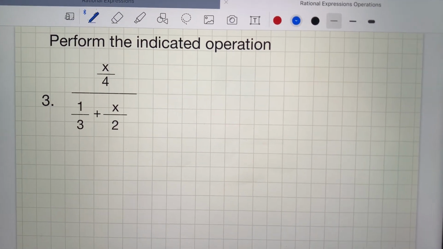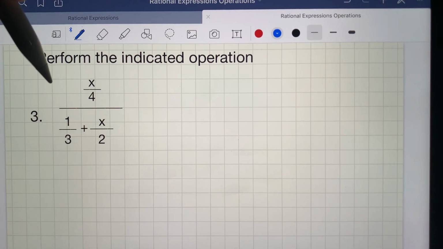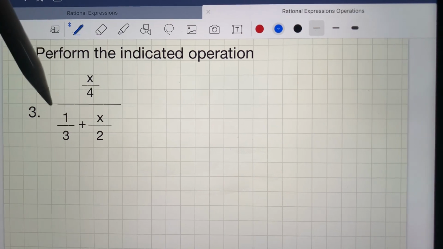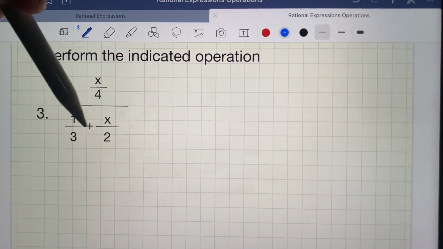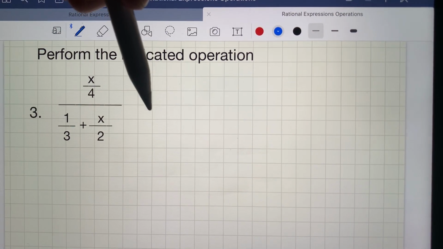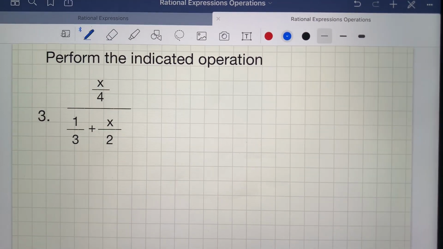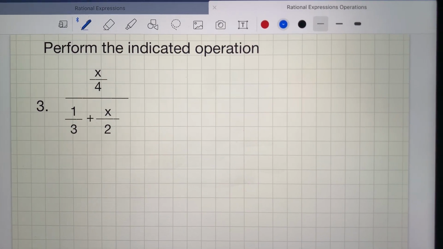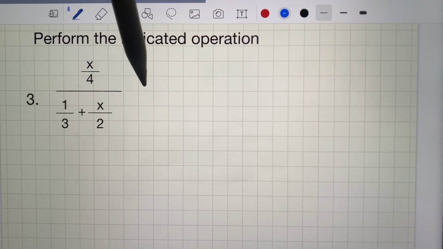Continuing with the simplification of radical expressions, I'm going to work on this one that says x over 4, all divided by 1/3 plus x halves. So in order to simplify this expression, I need to find the common denominator for these fractions down here.